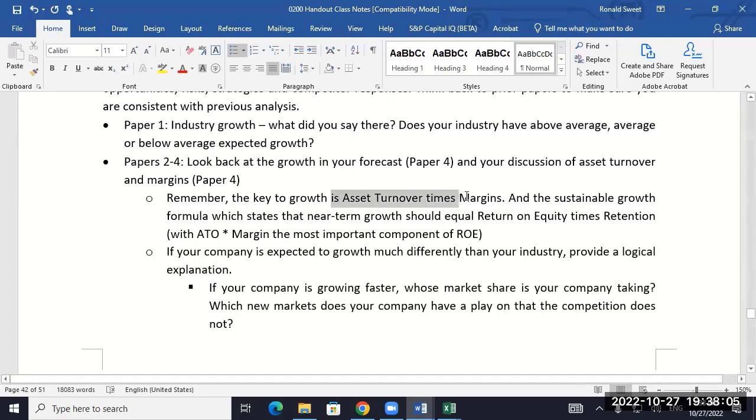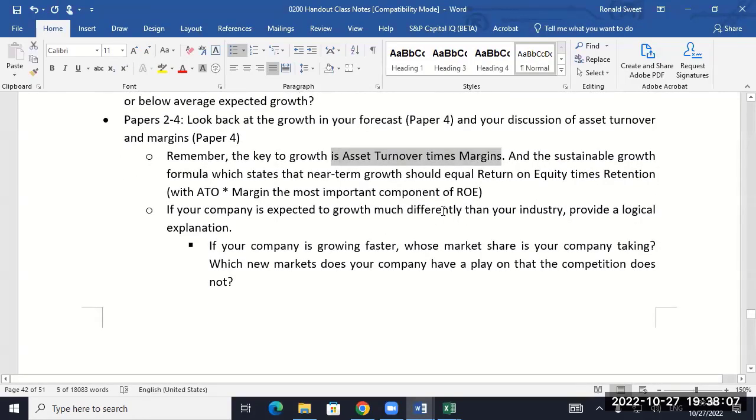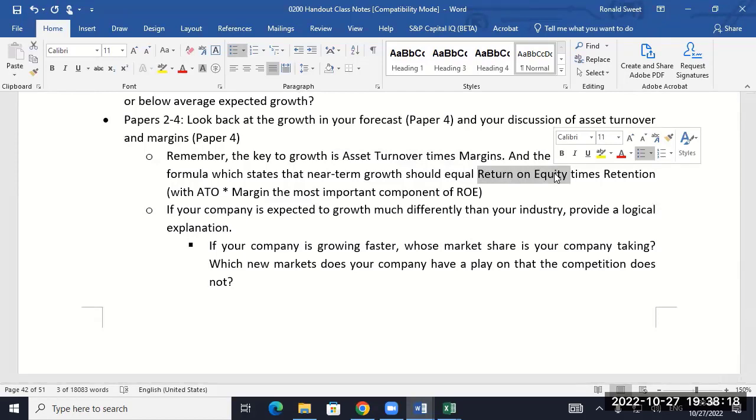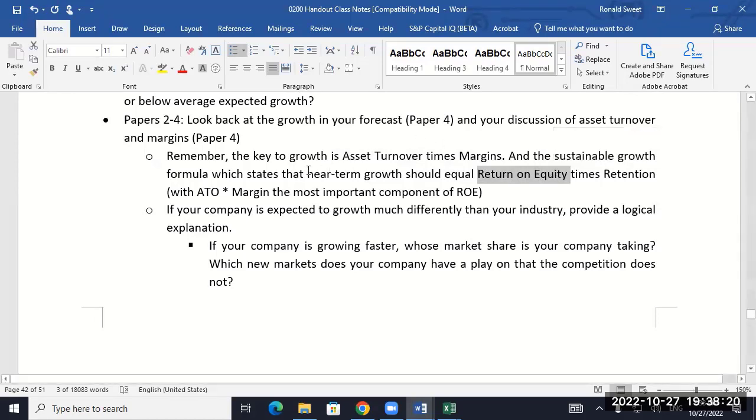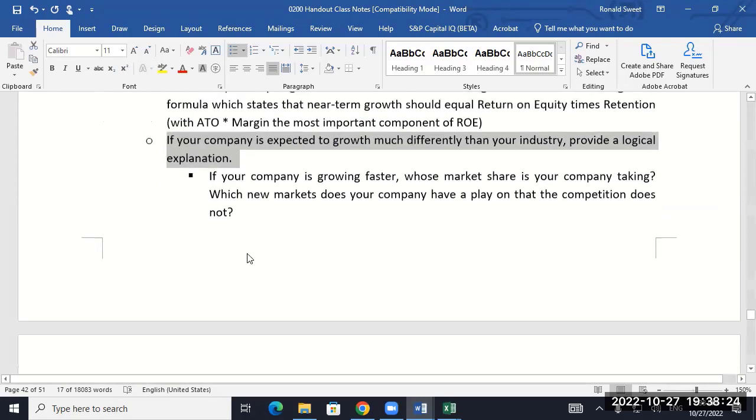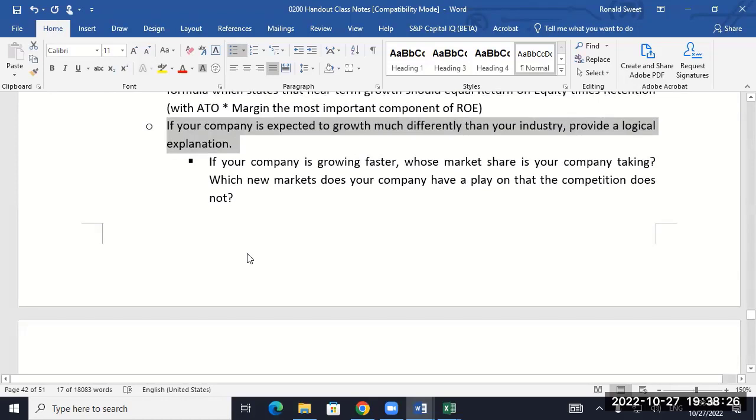Remember what your asset turnover and margins are, because that's the most important part of growth. Remember the sustainable growth formula, which gets you back to return on equity, and how's that looking? So go back and look at those numbers. What's the trend? Are they improving? Are they getting worse? That can give you some help. Is your company radically different from the industry? Are they doing something very, very different than everybody else?